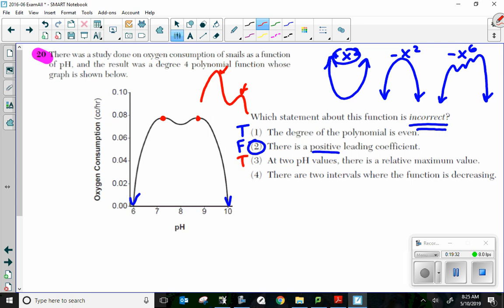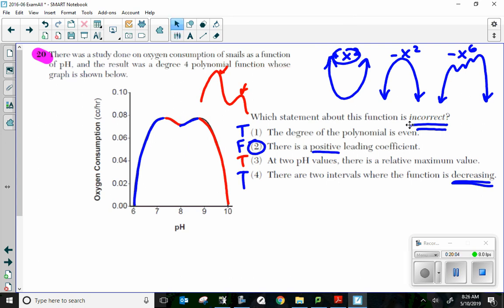There are 2 intervals where the function is decreasing. That means that it has a negative slope. So as it moves to the right, it goes down. Okay, this is all positive because it's going up and to the right. Boom. And now, uh-oh, look at that. Down. That's a negative part. Then it goes back up, up, up, up, and then down, negative. So those 2 red highlighted areas are two places where the function is in fact decreasing because it has a negative slope. So that is true as well. All right, easy one, as long as you know what you're doing when it comes to even and odd degrees.